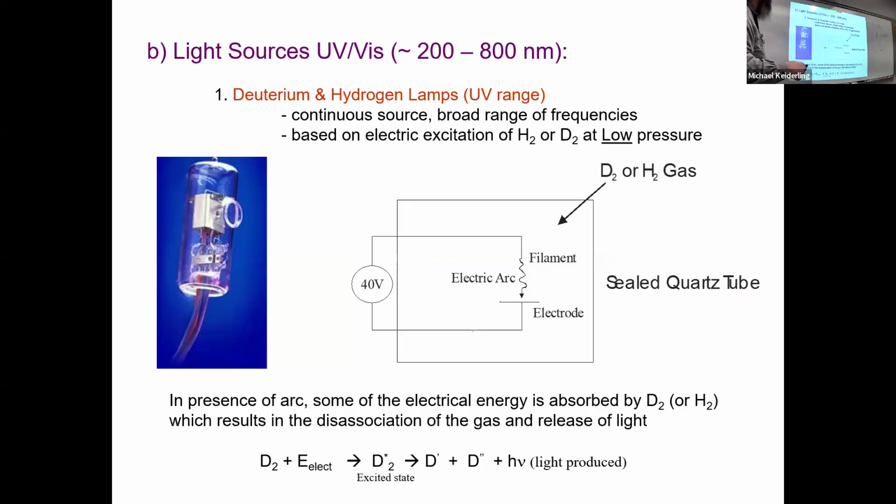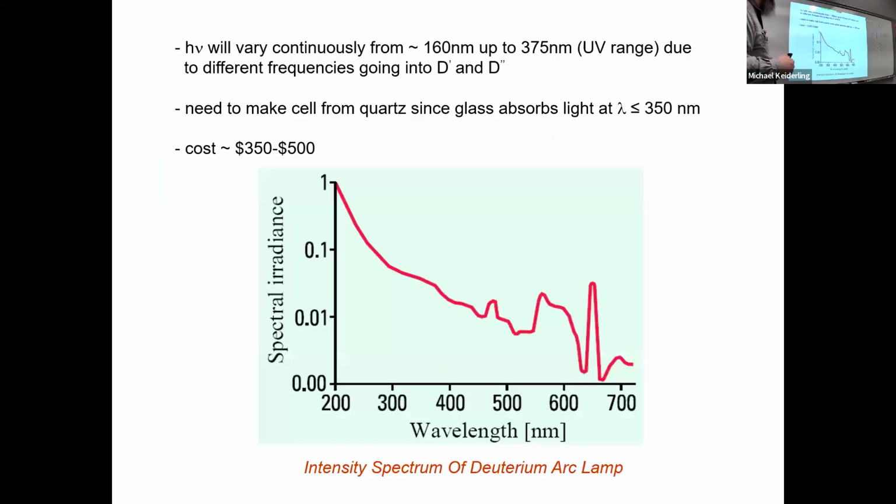And a sealed quartz tube that has some deuterium or hydrogen in it. So in the presence of the arc, some of the electrical energy gets absorbed by the deuterium or the hydrogen, which results in the dissociation of the gas and the release of light. And it's a fuzzy, broad spectrum release. So that's one common source. This is for shorter wavelengths if you want UV light. So it's bright at the shorter wavelength.